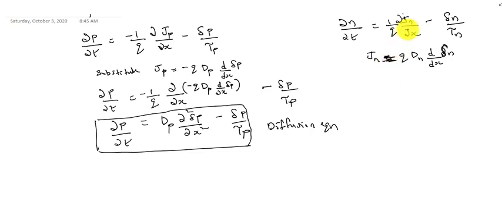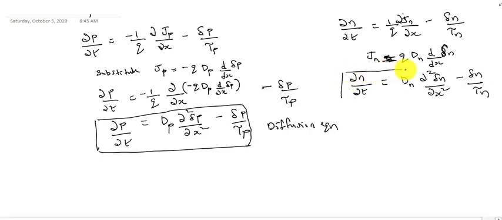Substituting the Jn value in the continuity equation for electrons, we will get ∂n/∂t equal to, again that q will get cancelled, and the value will become Dn ∂²δn/∂x² minus δn/τn. So this equation is also known as the diffusion equation. So these two equations are known as the diffusion equations for electrons and holes.